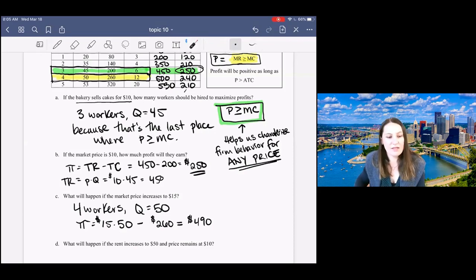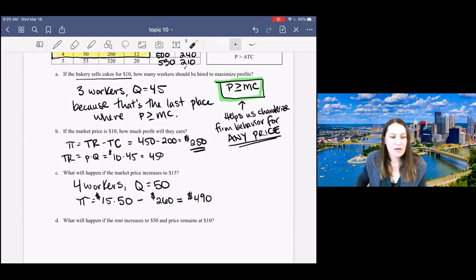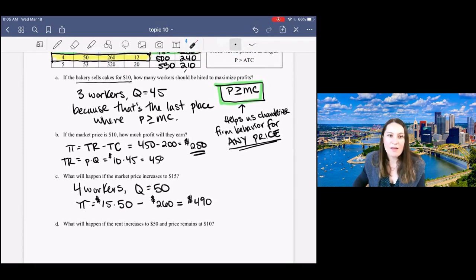We have one more question here to answer, which is what happens if the rent increases but the price stays at $10? The price of $10 means that my profit maximizing point is going to be 3 workers and 45 cakes. But what happens if my rent goes up? Well, that's bad, right? I'm gonna be paying more money, my total cost will increase, and I will earn less profit because my costs went up.